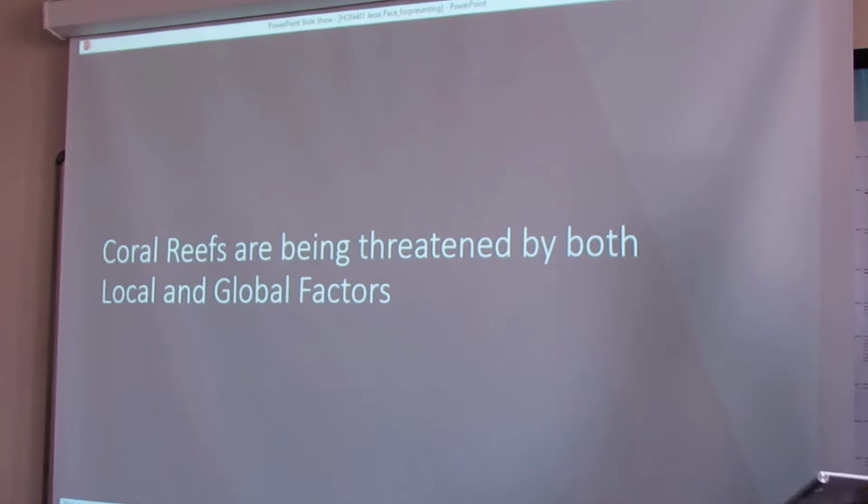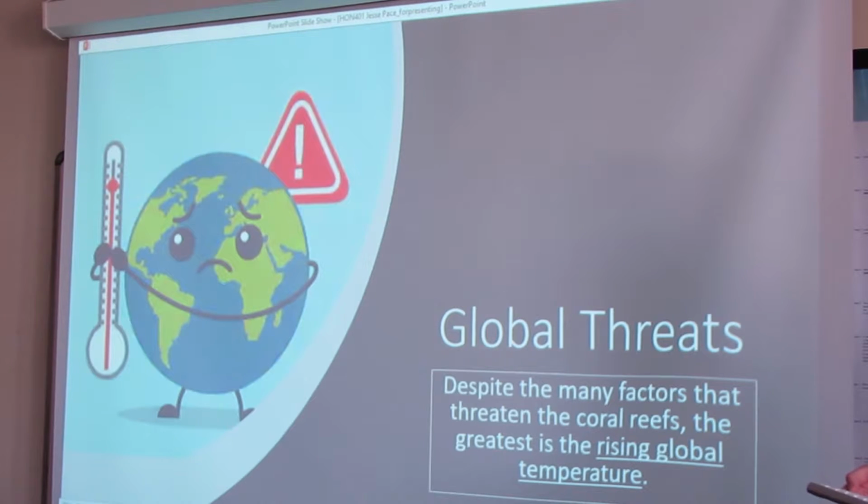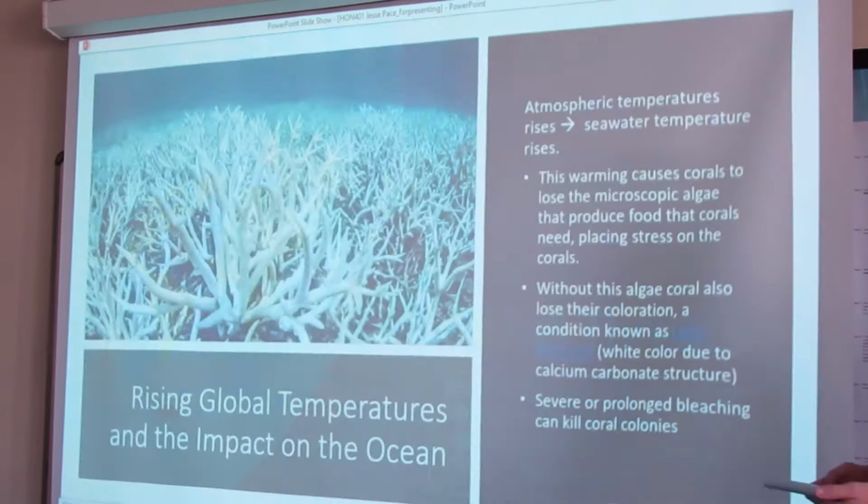And so why exactly are they being threatened? There are local factors and then more global factors. But by far the most severe threat is the global threat of global warming and our rising atmospheric temperatures. You can see this picture of the Earth, sort of like a warning light saying that the temperature is getting too high, and it's really relevant.